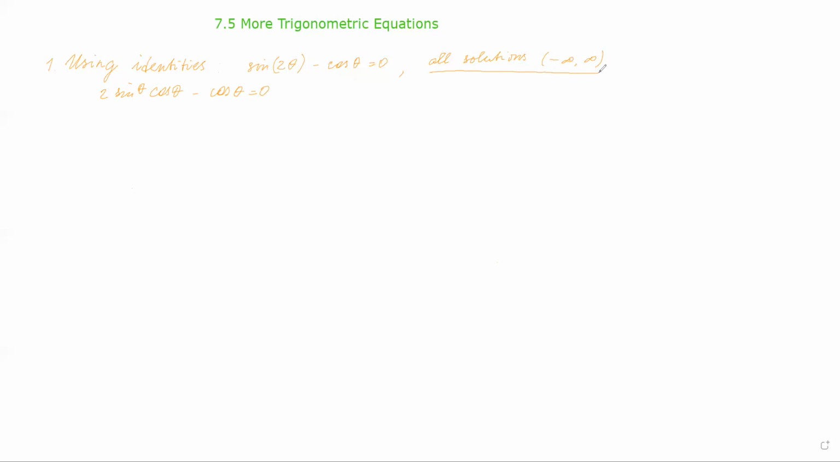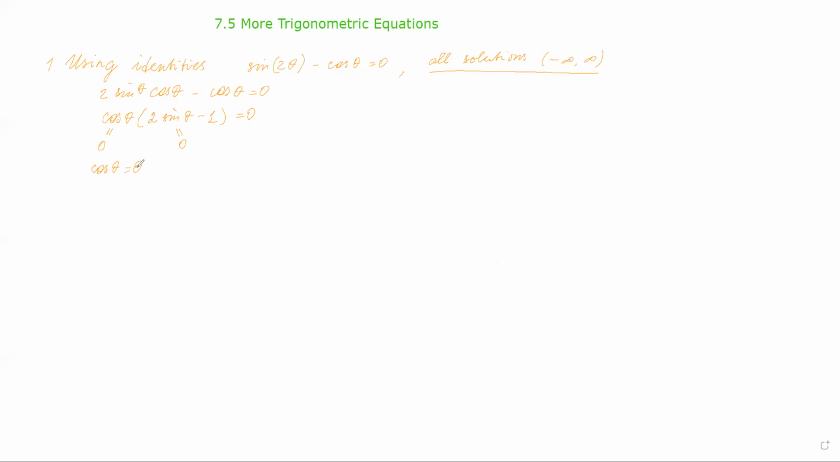So how are we going to solve it after we use the double angle identity? Well, we are going to take cosine outside of parentheses. Cosine of theta outside of parentheses, and in parentheses 2 sine of theta minus 1 equals 0. We do know when two factors multiplied give us 0, either the first one equals 0 or the second one equals 0. So we are going to get two separate equations, which we are going to solve separately. The first equation: cosine of theta equals 0.